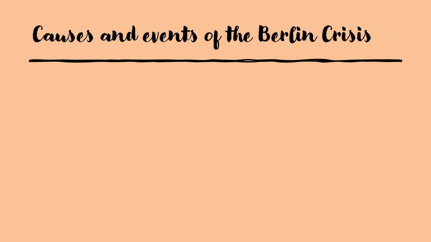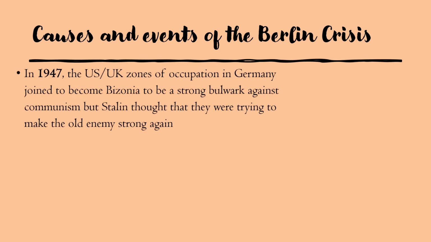So not only do you need to know the effects of it, which we'll look at in the next slide, but you need to know what caused it and what happened, because, for example, question C might ask you what the biggest cause of the Berlin airlift crisis was. So you do need to be aware of what happened in this one. So let's go through it.